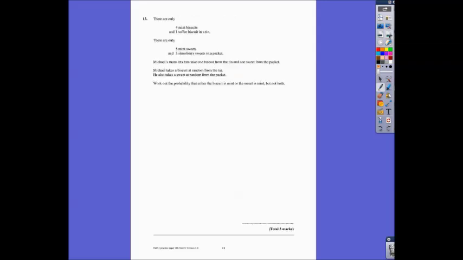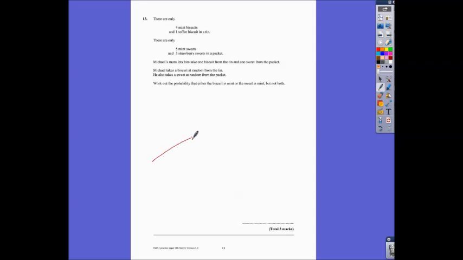Question 13. There are only 4 mint biscuits and 1 toffee biscuit in a tin, and there are 5 mint sweets and 3 strawberry sweets in a packet. Michael's mum lets him take 1 biscuit from the tin and 1 sweet from the packet. Michael takes a biscuit at random and a sweet at random. Work out the probability that either the biscuit is mint or the sweet is mint, but not both.